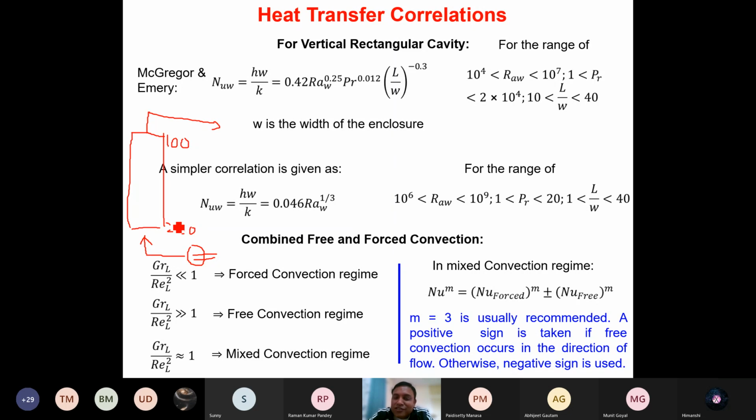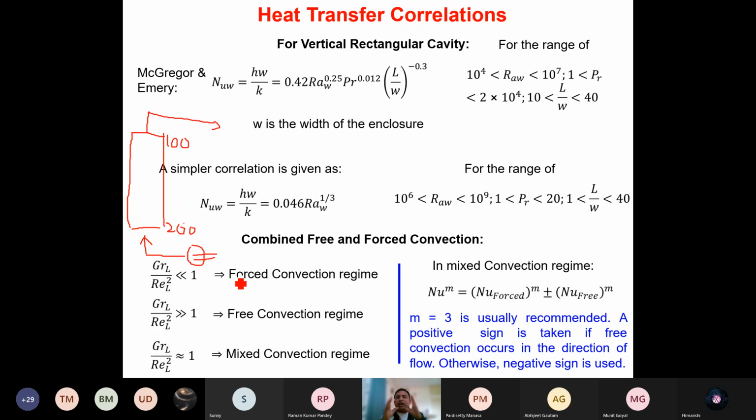Now the situation is complex because there is mechanical movement and also a movement because of the density difference, isn't it? So which correlation should you use? Whenever we have a combined free and forced convection, first we have to find out which regime is more dominating, whether the forced convection regime is dominating, or the free convection regime is dominating, or both are present. How can we find out?